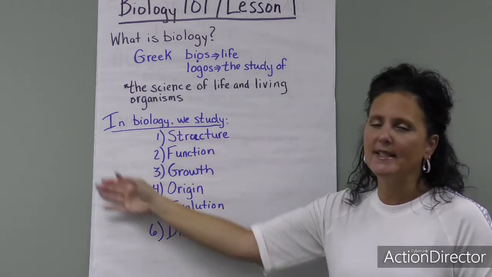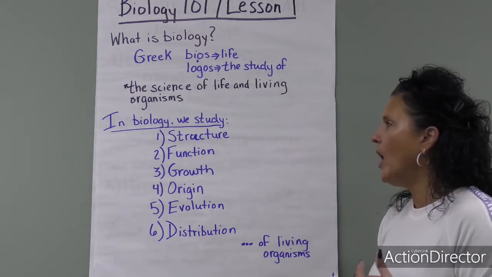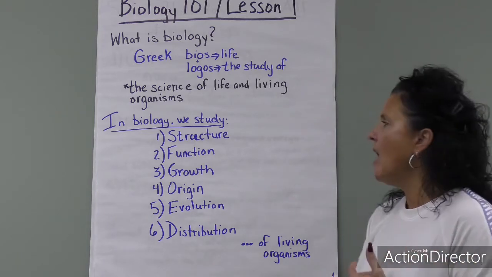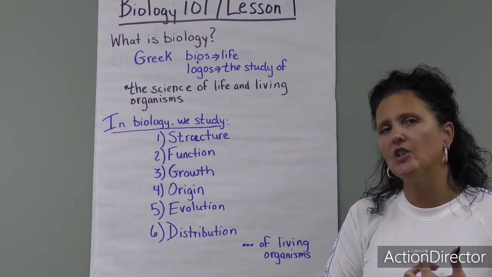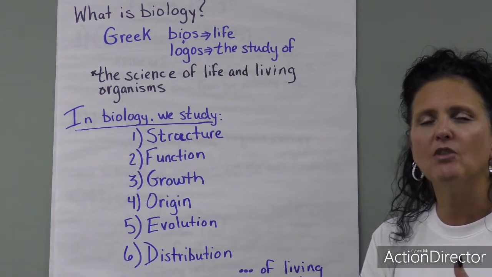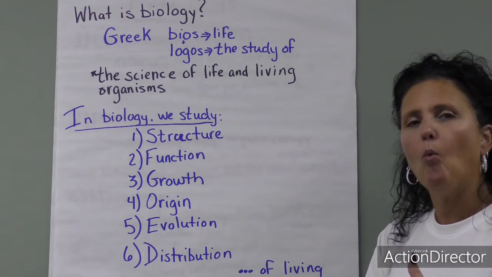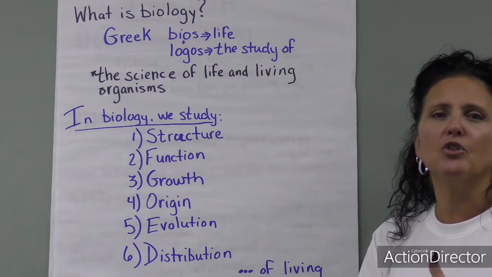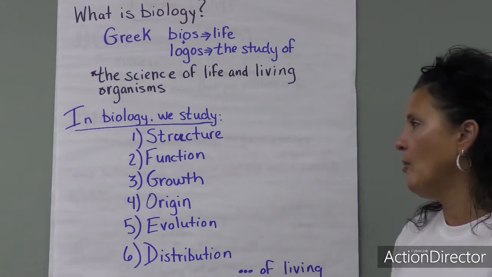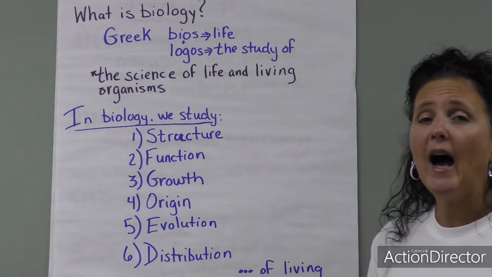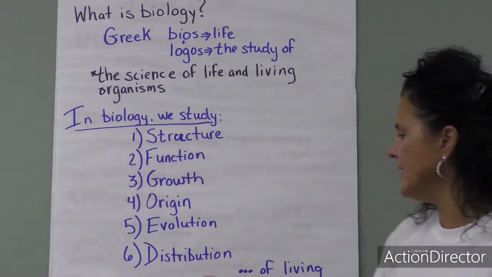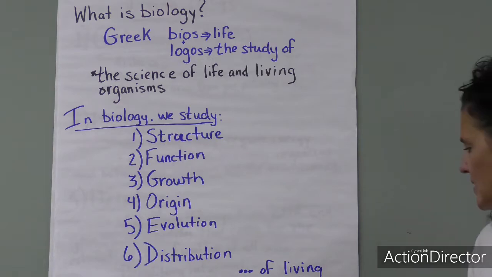So here are the things that we're going to study about the living organisms. One, we always want to look at structure. That would be like the anatomy of any organism. And we also want to look at function. Number 2, function is the physiology. And in biology we always talk about structure and function because those two things always go together. If you know what the function of something is, then the structure should match whatever the function is. The third thing is growth. Number 4 is origin. Number 5 is evolution, and number 6 is distribution. And we're looking at all of these things and how they relate to living organisms.